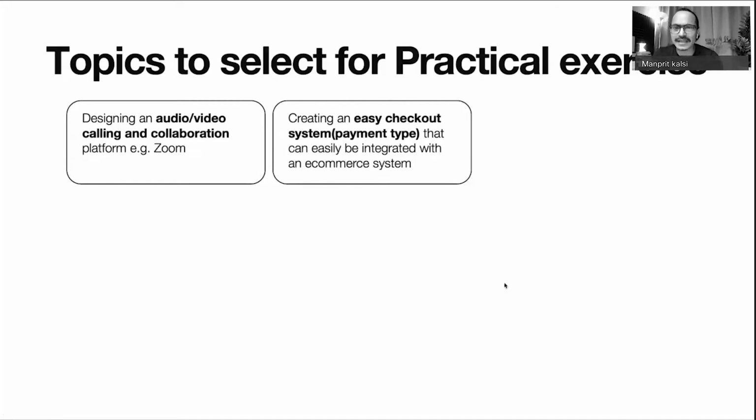The second is creating an easy checkout system, that is a payment type, that can easily be integrated with an e-commerce system. You must have seen, whenever you're paying some utility bill or some other kind of bill, you see different kinds of payment methods. One is credit card, debit card, internet banking. Apart from that there are different gift cards or points and so on. So can you innovate on something else? Can you define or create any other payment type? Think about that, and if you can work on this challenge, do that.